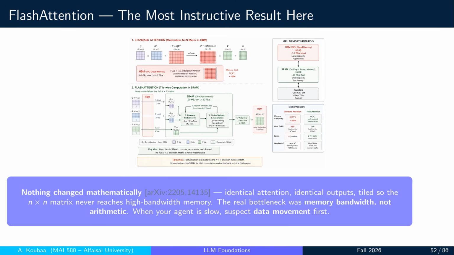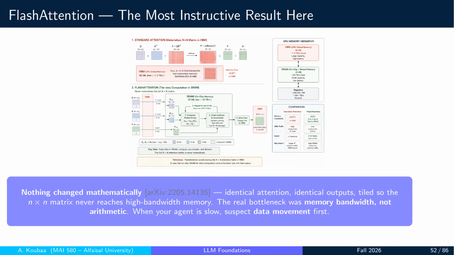FlashAttention is, for an engineer, the most instructive result in this section. And I want to be precise about what it is, because it is commonly confused with the next slide. FlashAttention does not change the mathematics. It is exact attention, identical output, to the last decimal. It does not skip any token, and it does not approximate anything. What changed is the scheduling.